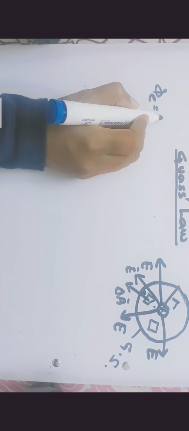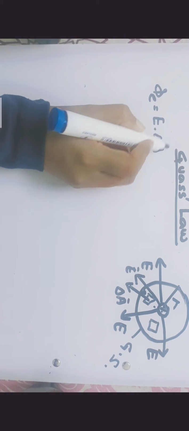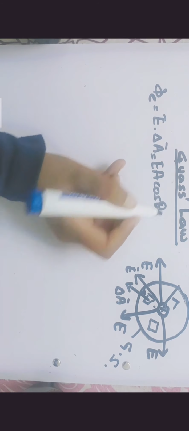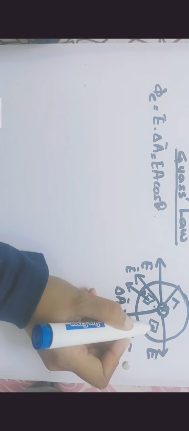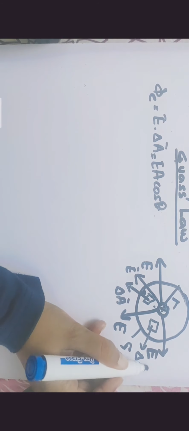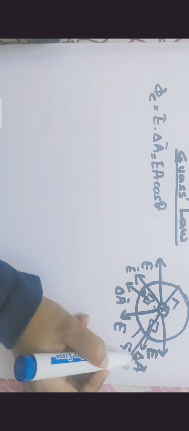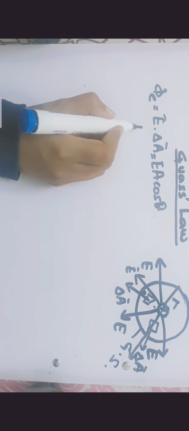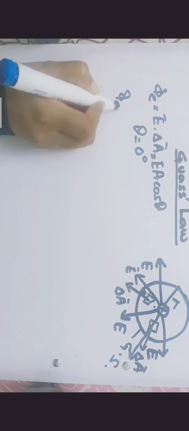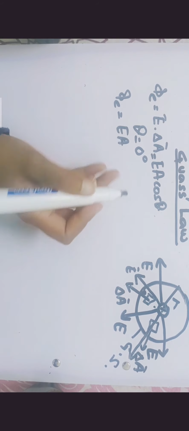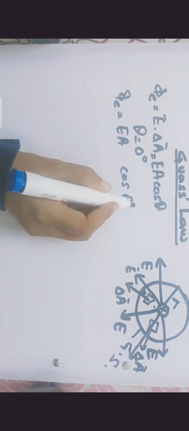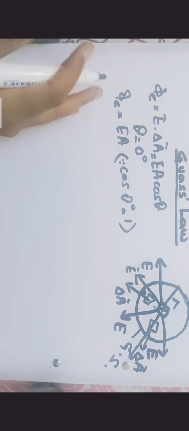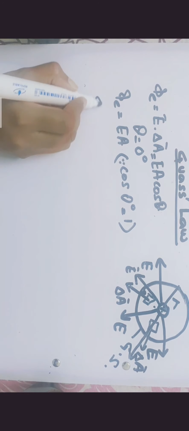So I will write phi E equals E dot delta A equals E A cos theta. In this particular case, theta equals 0. For the other side, we have delta A like this, and the direction of E is in this direction, so theta is again equal to 0 degrees. For any patch you take, theta would be equal to 0 degrees. So phi E is equal to EA, which is the maximum value, since cos 0 degrees is equal to 1, right?